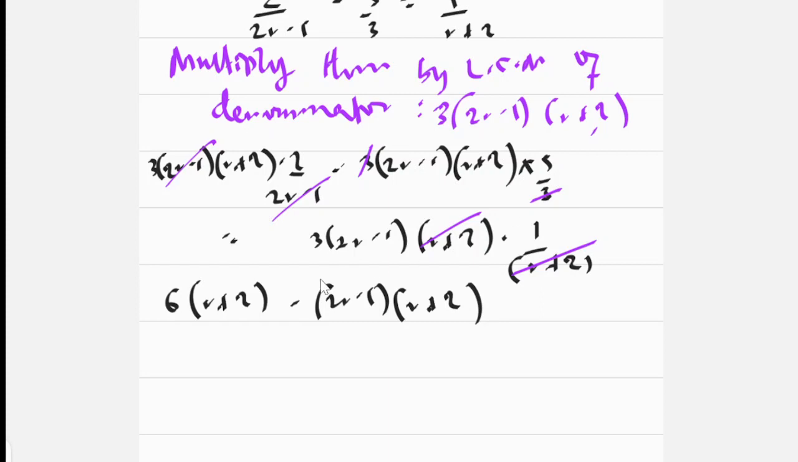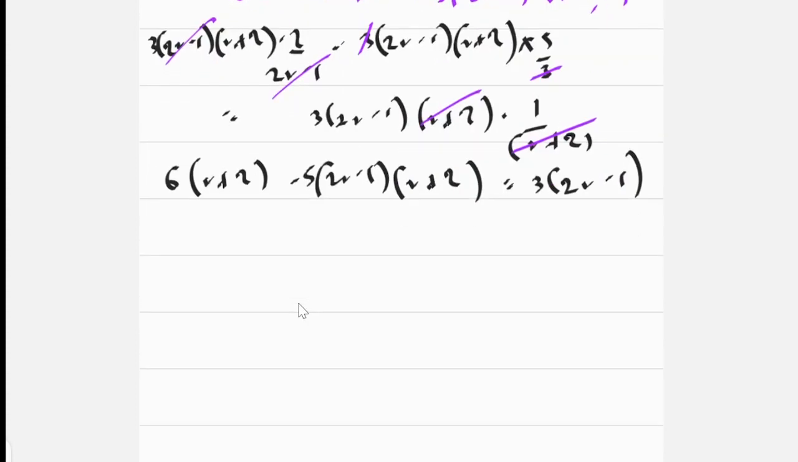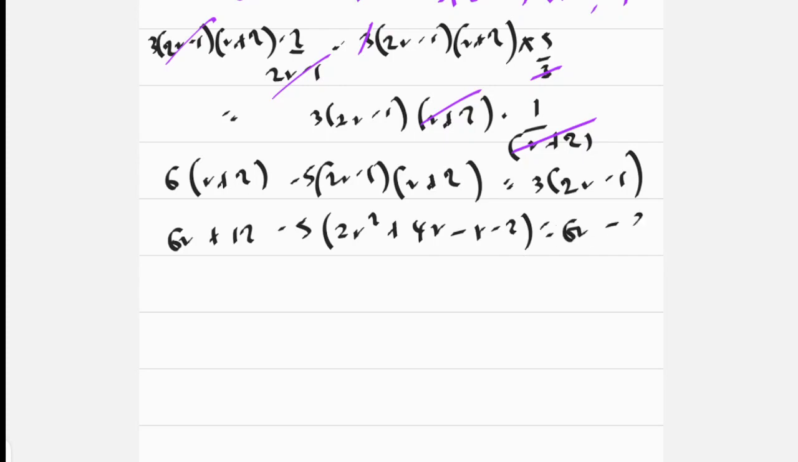Then you have 5 here, the constant. Then what do I have left here? That's 3 into 2r minus 1. I hope you understand. If that is cleared, you can just open the bracket. This will give me 6r plus 12 minus 5 into, if you expand, 2r times r will give me 2r squared, plus 4r minus r minus 2, is equal to 6r minus 3.